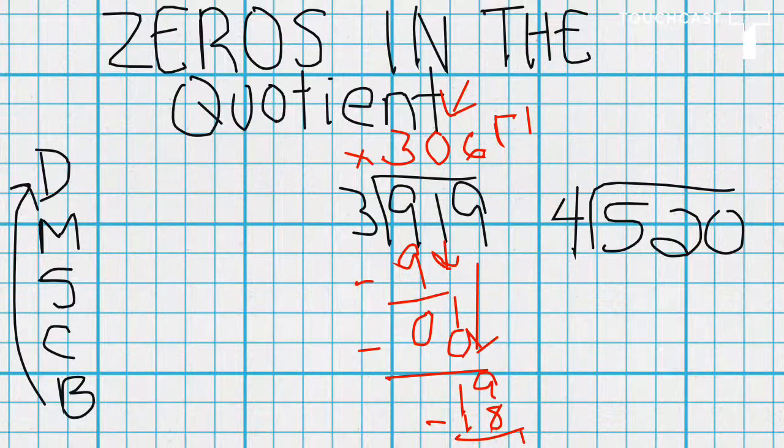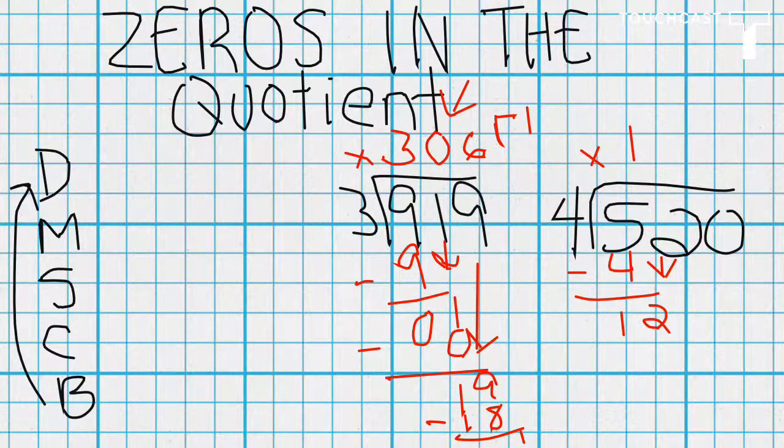We're going to see in the next problem there is a 0 in the quotient, but not in the same place. So 4 goes into 5 once. We multiply. 1 times 4 is 4. We subtract. We compare. 1 is less than 4, so then we can bring down.